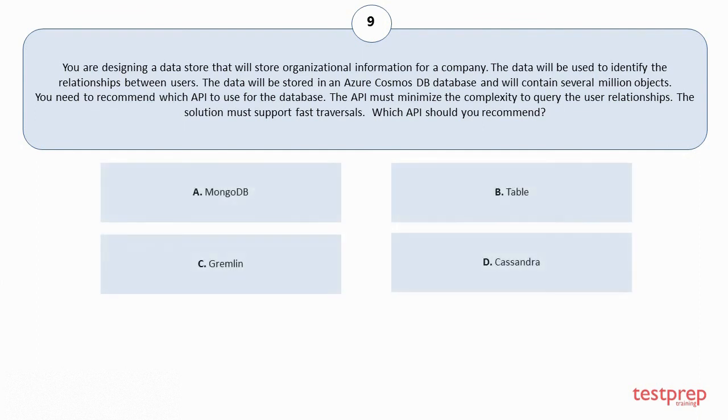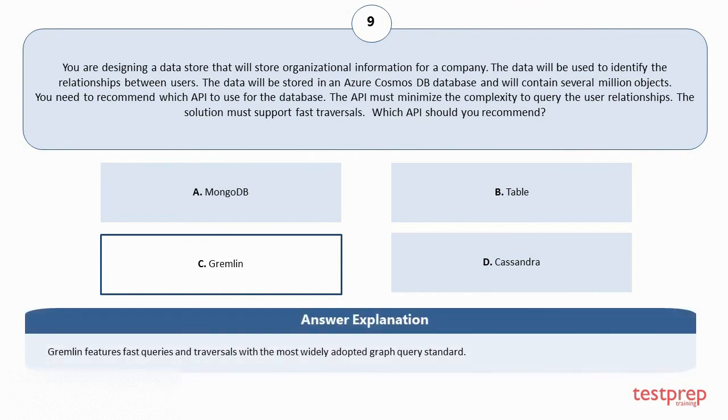Your options are: A. MongoDB, B. Table, C. Gremlin, D. Cassandra. The correct answer is option C. And here's the explanation of the answer.